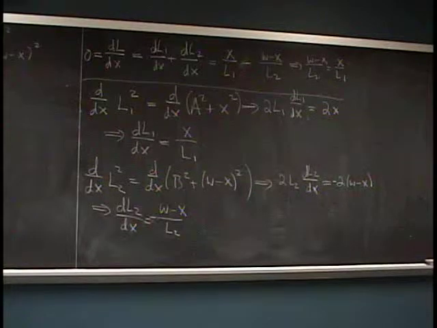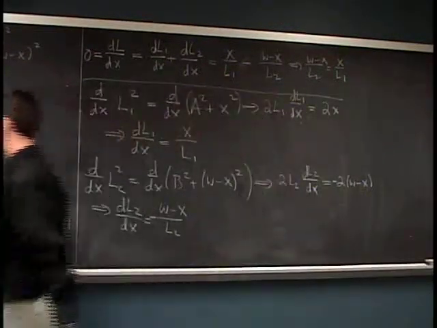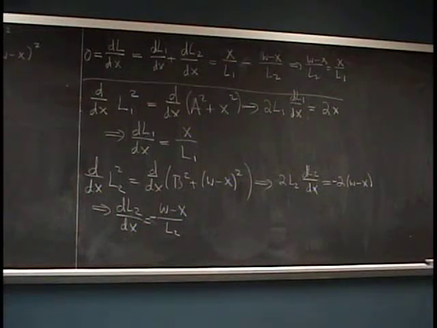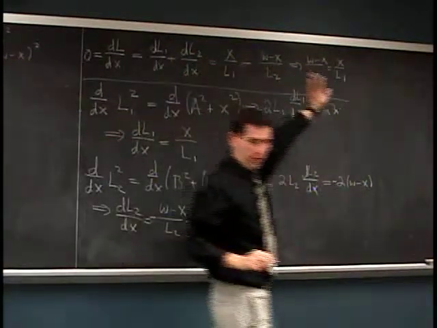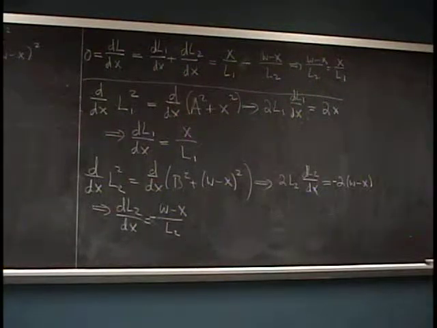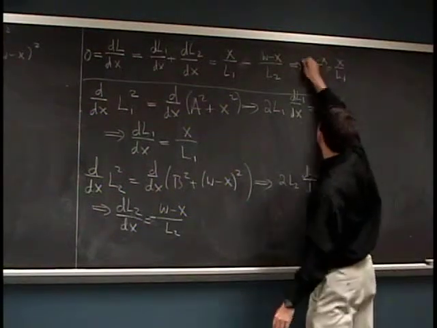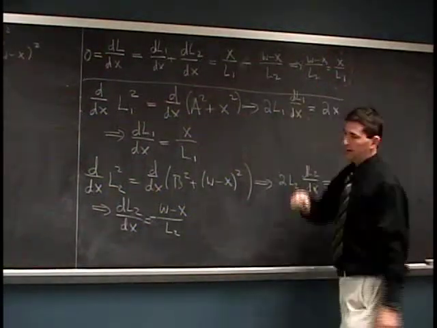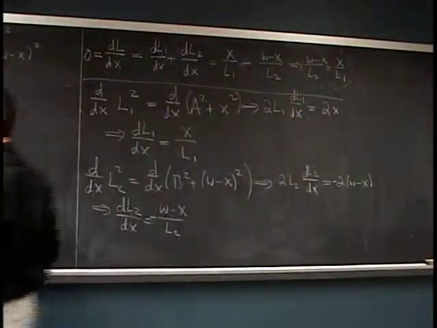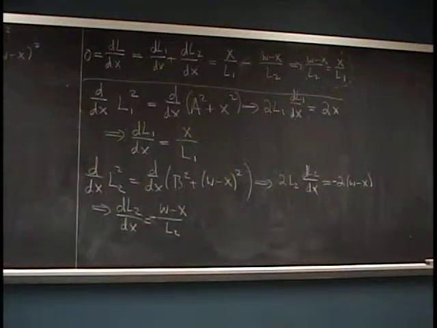All right. So first, let's assume for a moment the second derivative test. We'll do that in a second. But let's assume we apply it and this is giving us really a minimum. What does this condition say? Because this looks kind of weird. If you want to minimize things, then W minus X divided by L2 should be the same as X divided by L1.